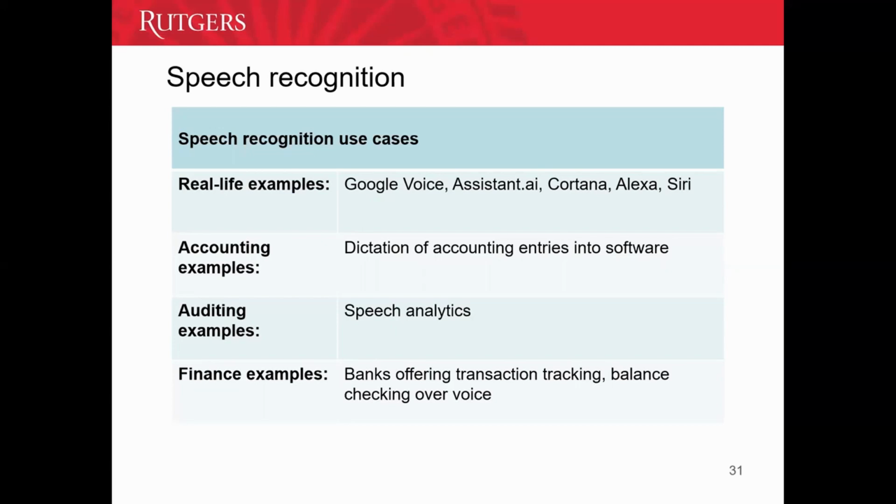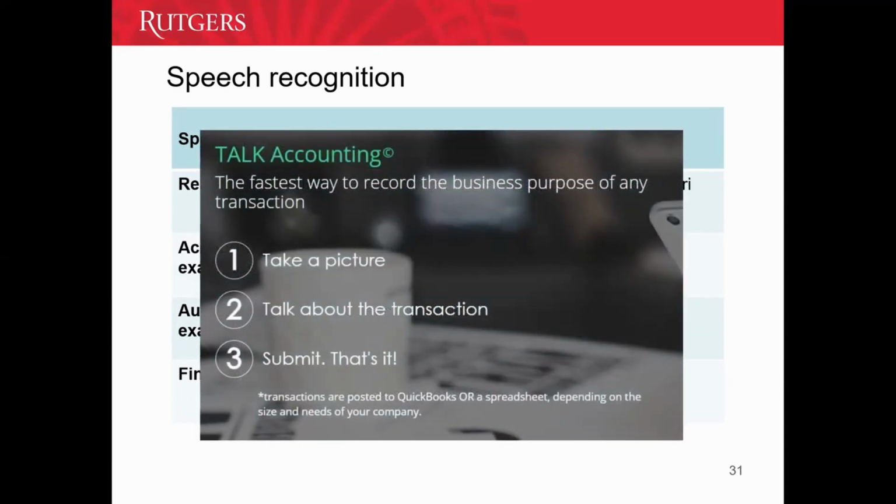There are several examples of speech recognition software. Real-life examples include Google Voice, Cortana, Alexa, Siri. But in the accounting field, we are seeing very interesting use cases of artificial intelligence speech recognition software coming up. For example, nowadays, instead of sitting down at a computer and typing in accounting entries, people can actually dictate accounting entries into a financial system. They don't have to sit down and key them in.